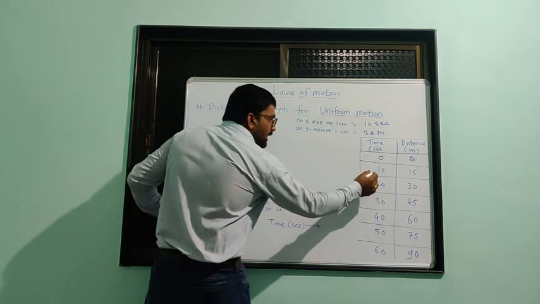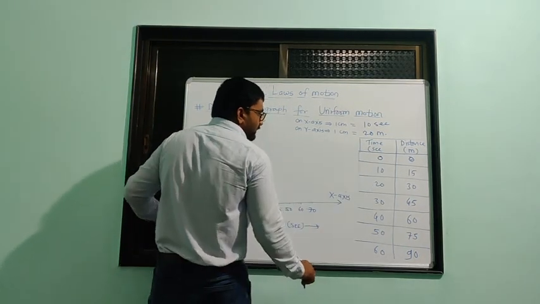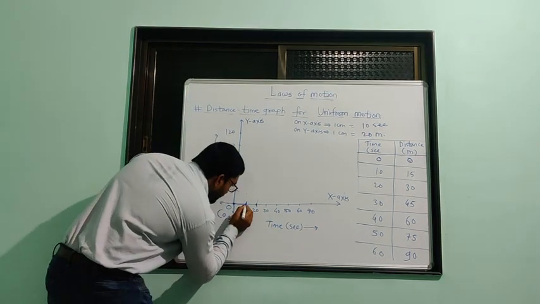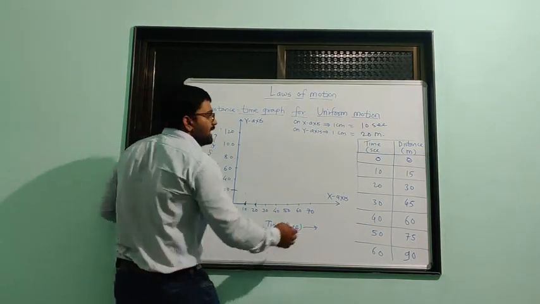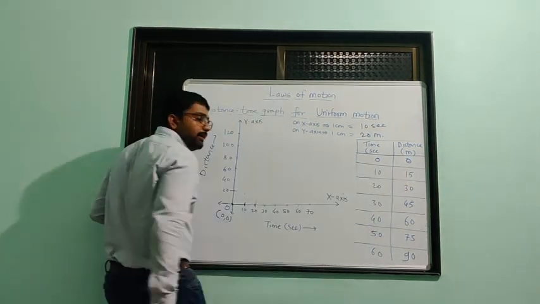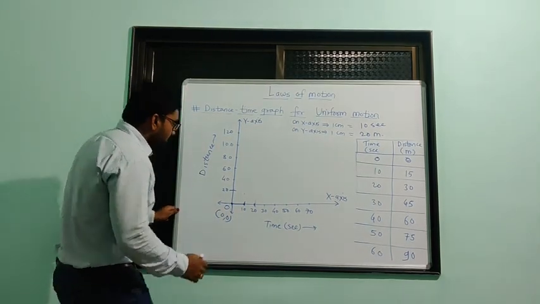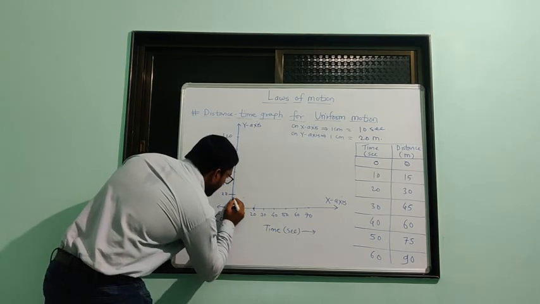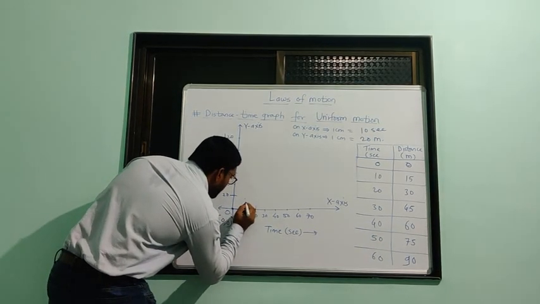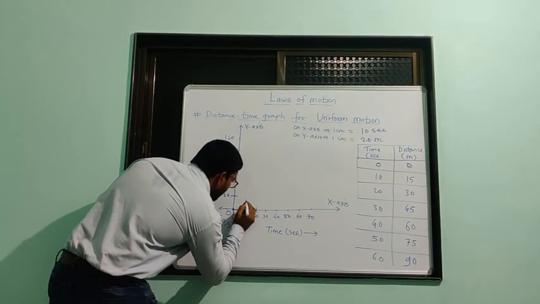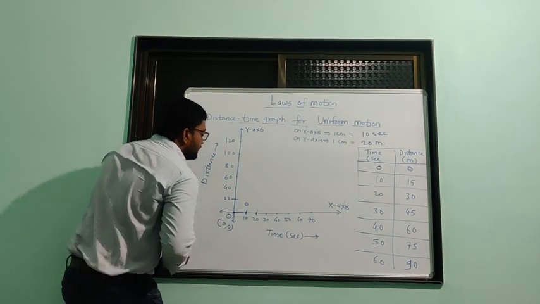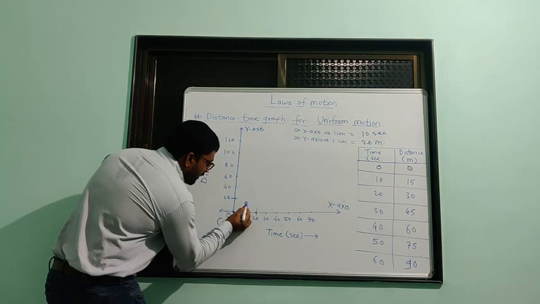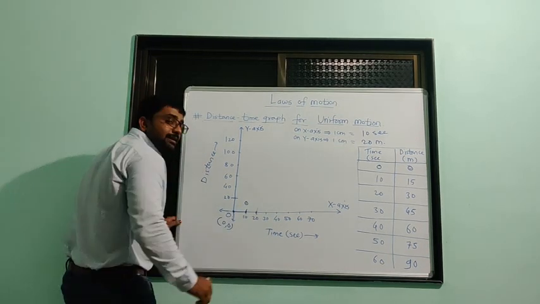Now second, after 10 seconds, we draw time on the x-axis. Look at here, at 10 seconds, our distance is how much? 15 meters. So look, here is 20, so below 20, somewhere here should be 15. Suppose here is our 15. So this is our first point. At 10 seconds, our distance will be 15 meters.